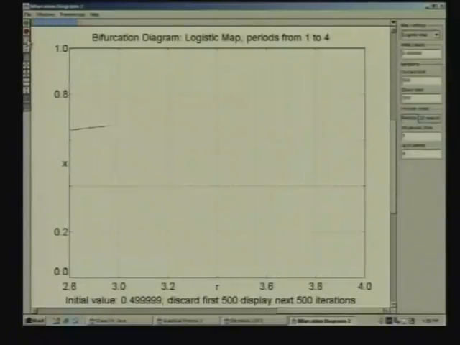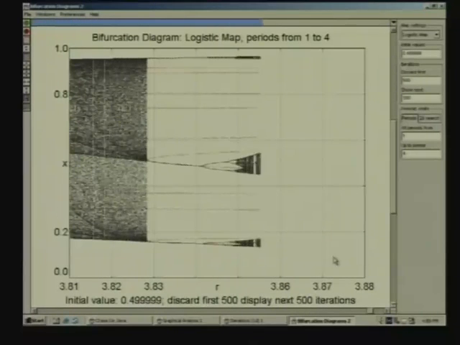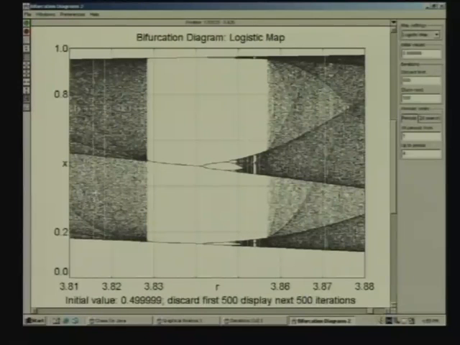Okay, let us get back now. Fine. Now, you see, when we ended the lecture yesterday, we were talking about this window. Okay. So, let us expand it, and look at it carefully. Here is a period 3 window. At this stage, I do not want to see this. Okay. I do not want to see the unstable periodic orbits. Fine.